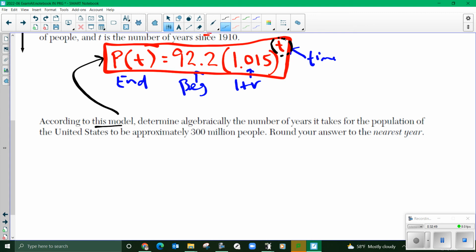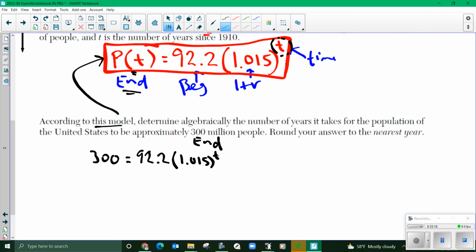For the population of the United States to be approximately 300 million. So for the ending amount to be 300 million. Okay, so I'm going to put a 300 million in for my ending amount here. And I'm going to put just 300 because these numbers are in millions. That equals 92.2, okay, times 1.015 raised to the t.